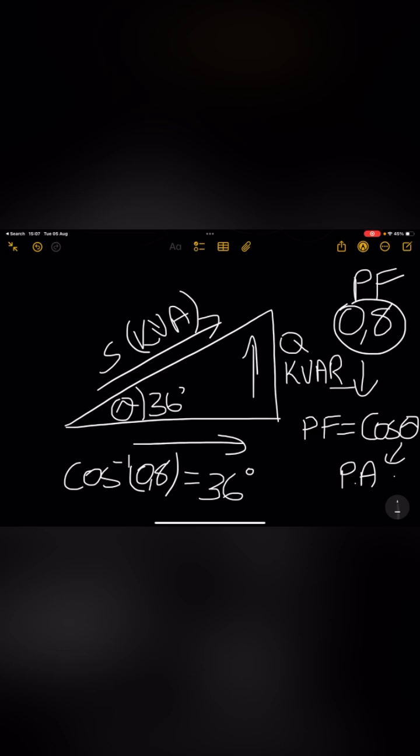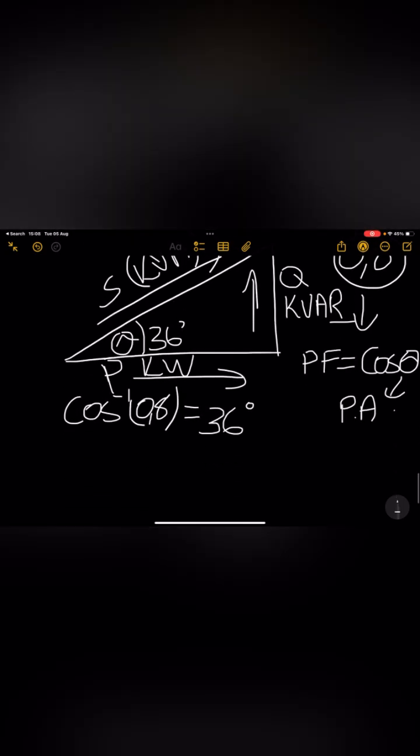And then what do we have over here at the bottom? We have P, which is measured in watts, kilowatts most of the time. P stands for power, and you can see it as true power. So we've got three triangle sides, which is just the basic power triangle.